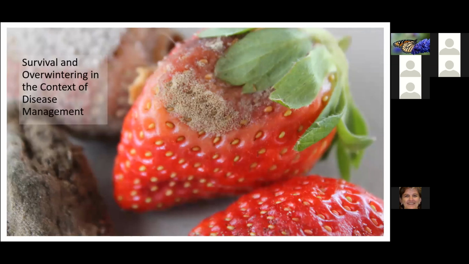Okay, so what does all this mean? We can talk about this, and as a nerdy pathologist, we get excited about survival and overwintering, but our growers want to know, what does this mean for disease management? How are we going to put this information into the context of helping our growers manage disease?